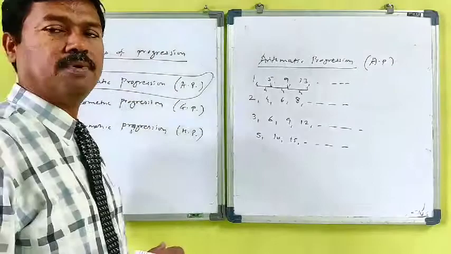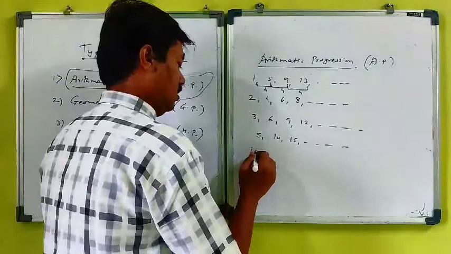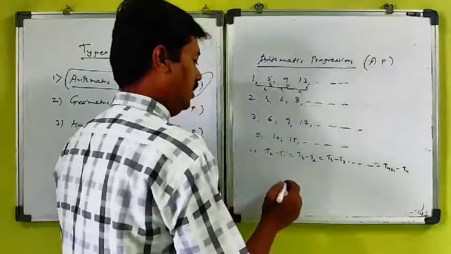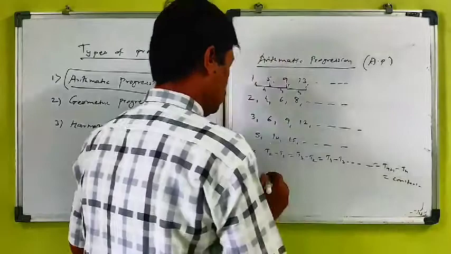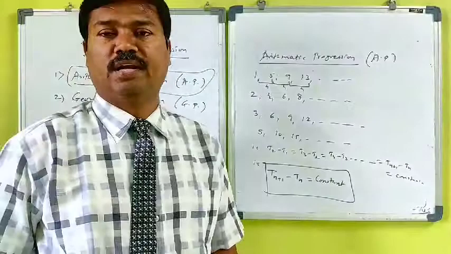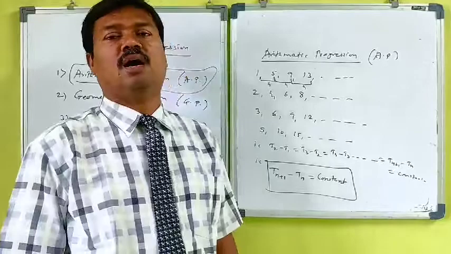That is, T2 minus T1 should be equal to T3 minus T2, equal to T4 minus T3, and so on. Tn plus 1 minus Tn is always constant. So that is the definition: when Tn plus 1 minus Tn is constant, that is, independent of n, then that particular progression is called an arithmetic progression.